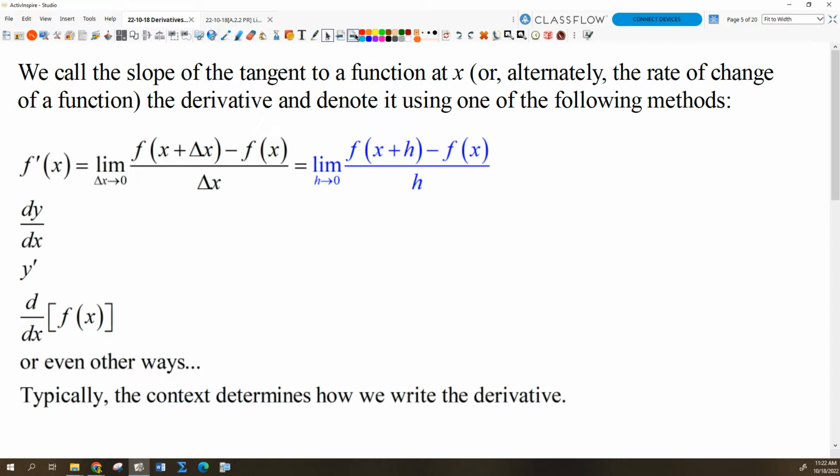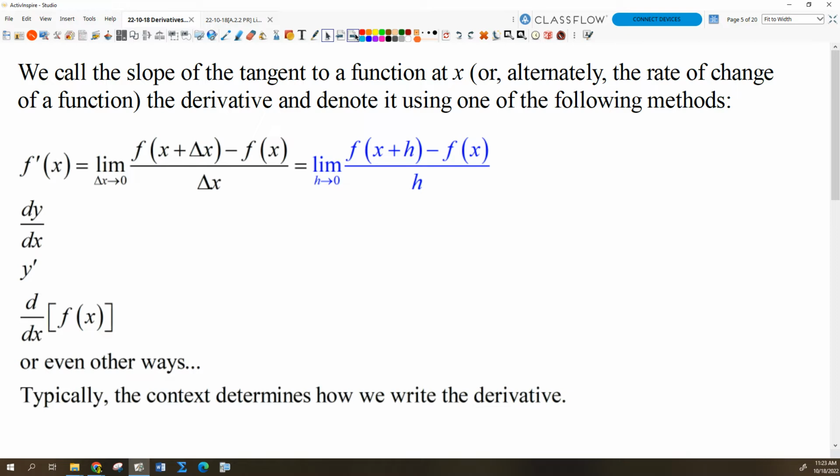Okay, and for notation, there's a bunch of different ways that we say derivative. For our current exploration of derivatives, this is probably the easiest way to think about it. It's just f prime of x. If the original function is f of x, then f prime of x means the derivative of that function, which is our mechanism for calculating slopes of tangents to that curve.